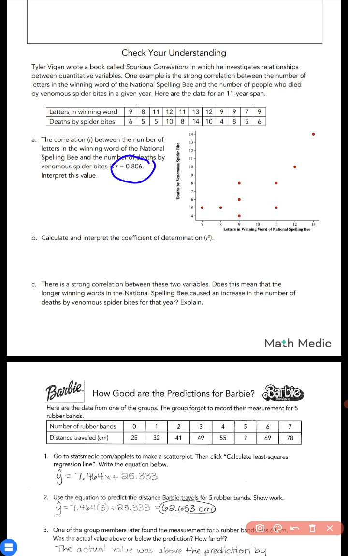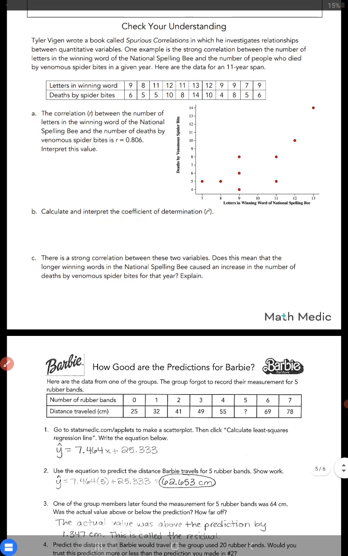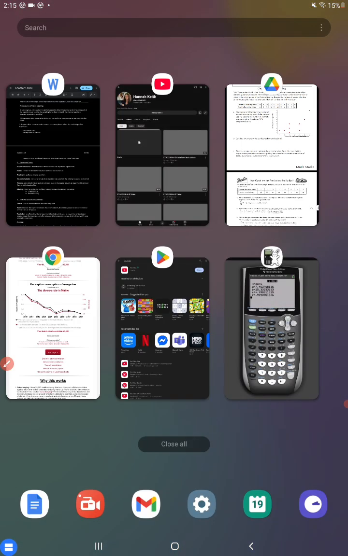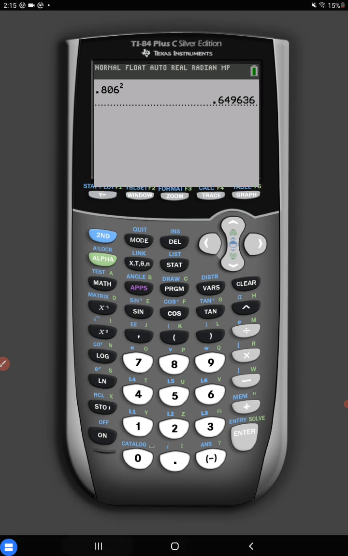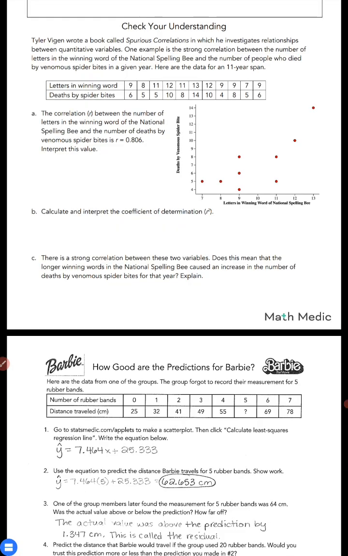So the way that I calculate this is by taking the R value that they give me, which is 0.806, and actually squaring that. So if I go over to your calculator, and I do 0.806 squared, that is, we'll call it 0.650. Okay? So my R squared value is 0.650.